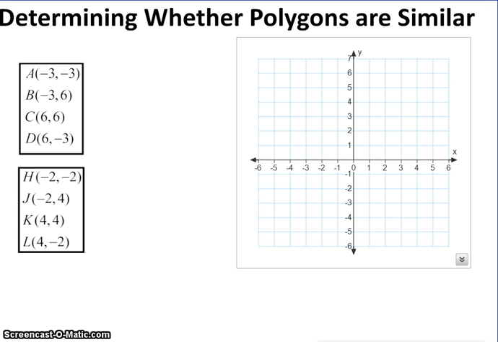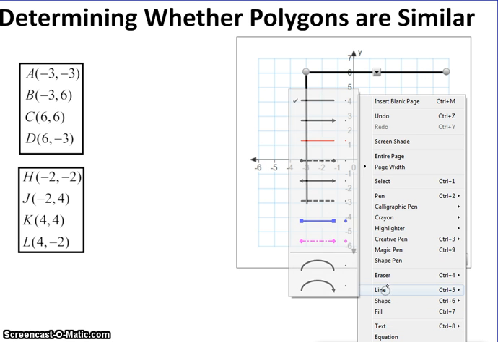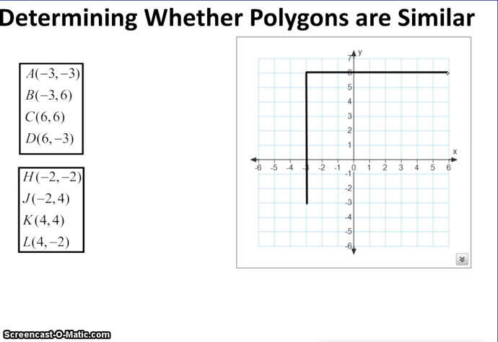So first and foremost, let's go ahead and map our two figures. So I'm going to map the first one. So A is (-3, -3), (-3, 6), (6, 6), oops, that line didn't want to work with me very much. There we go. Let's see, what else do we have? Get back my line tool. (6, -3), and then connect it. So there we go, there's my quadrilateral.